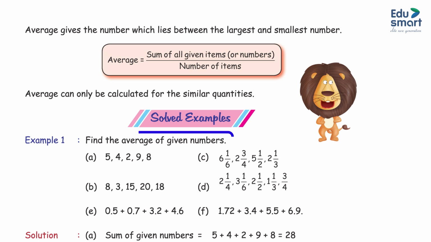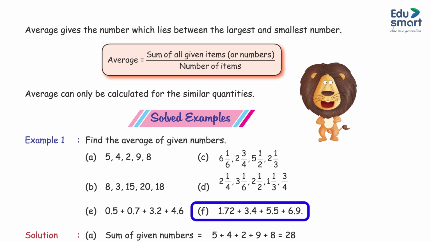Solved example. Example 1. Find the average of the given numbers. A. 5, 4, 2, 9, 8. B. 8, 3, 15, 20, 18. C. 6 1/6, 2 3/4, 5 1/2, 2 1/3. D. 2 1/4, 3 1/6, 2 1/2, 1 1/3, 3/4. E. 0.5, 0.7, 3.2, 4.6. F. 1.72, 3.4, 5.5, 6.9.